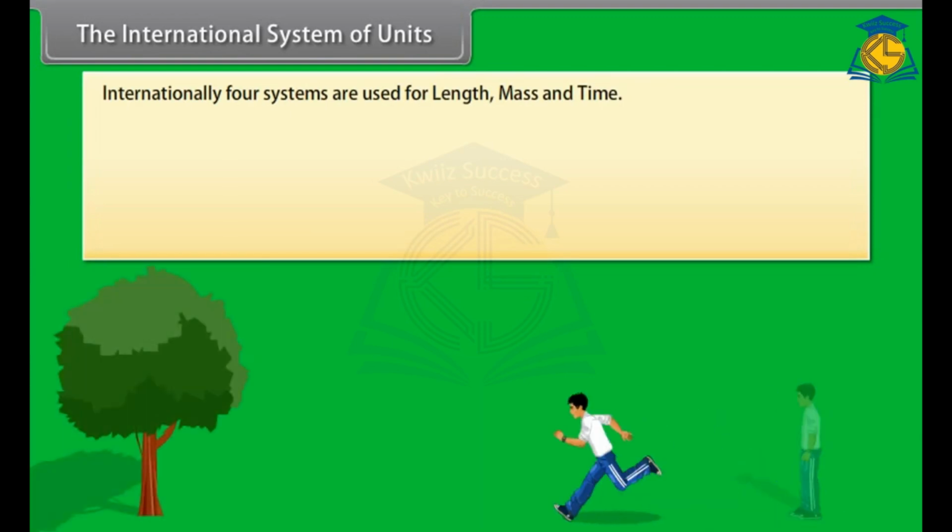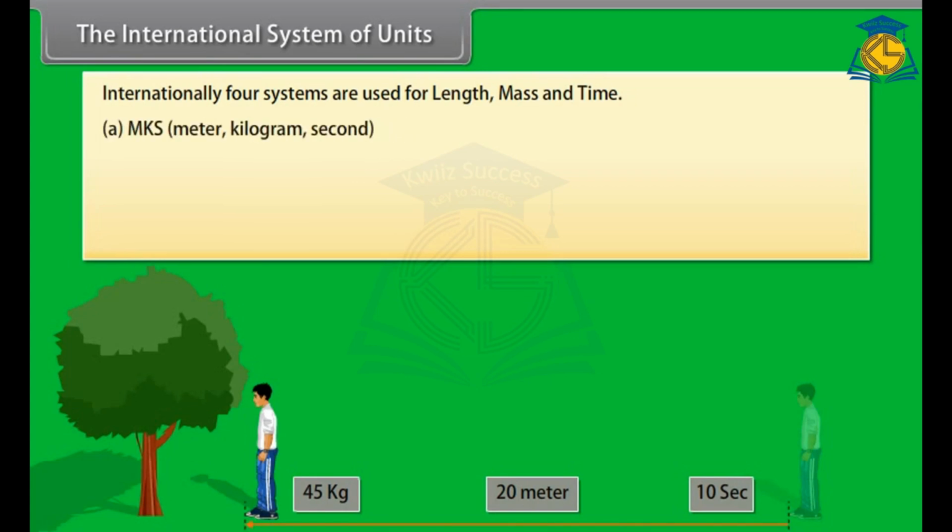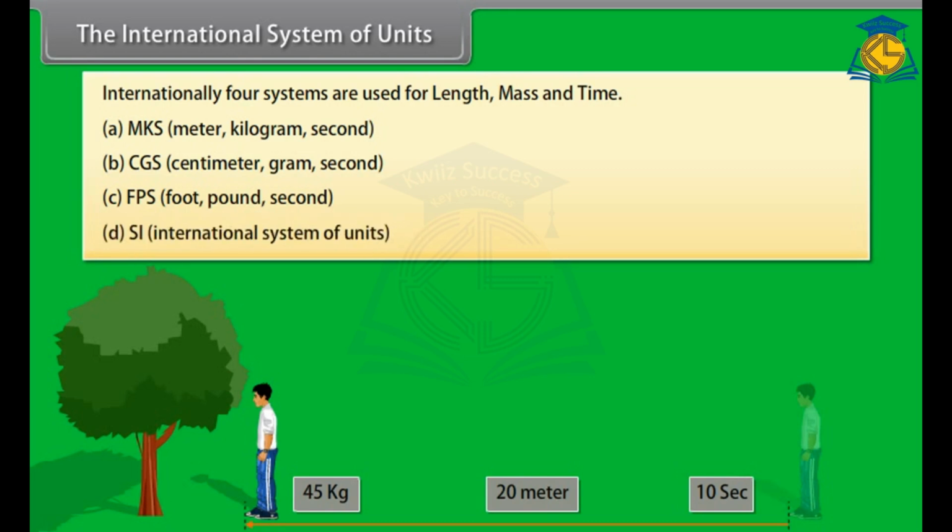The International System of Units. Internationally, 4 systems are used for length, mass and time. A. MKS system, that is meter kilogram second system. B. CGS system, that is centimeter gram and second system. C. FPS system, that is foot pound second. D. SI system, that is International System of Units.